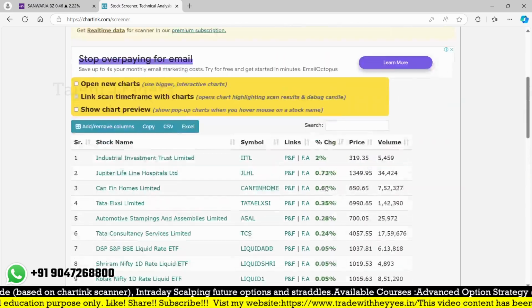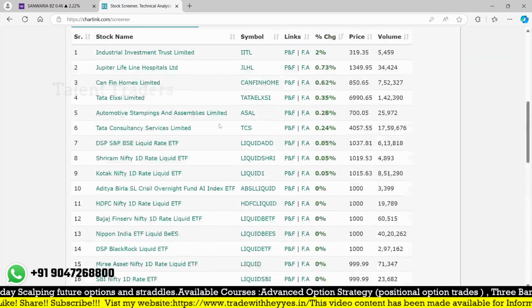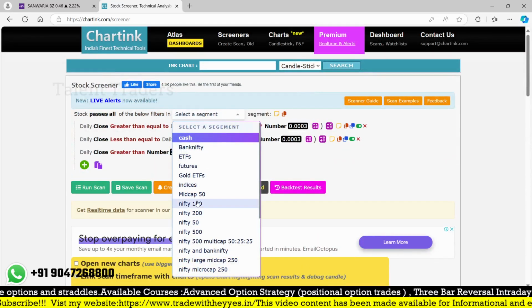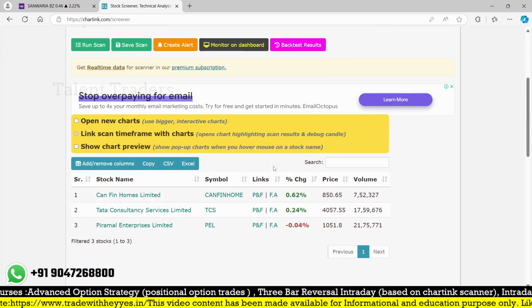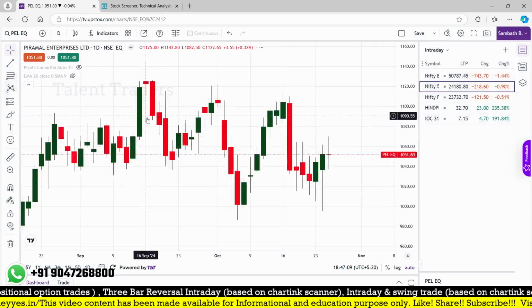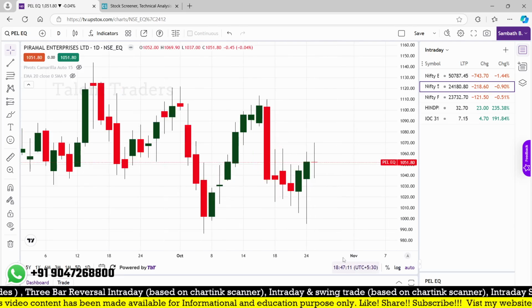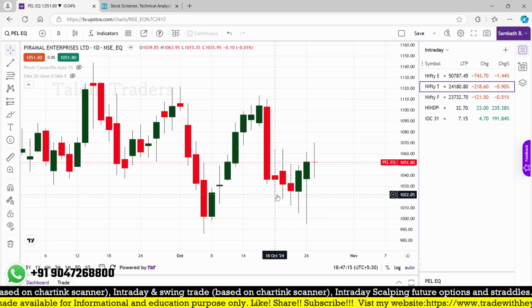So avoid that. If I click this button, it will filter only stocks with value above 300 rupees. Normally I'm not using equity, as a lot of stocks come up and it's very difficult to find which one. So I'm just finding futures stocks, only 3 stocks, all good liquid stocks. Let me go for PEL. So, a perfect doji.